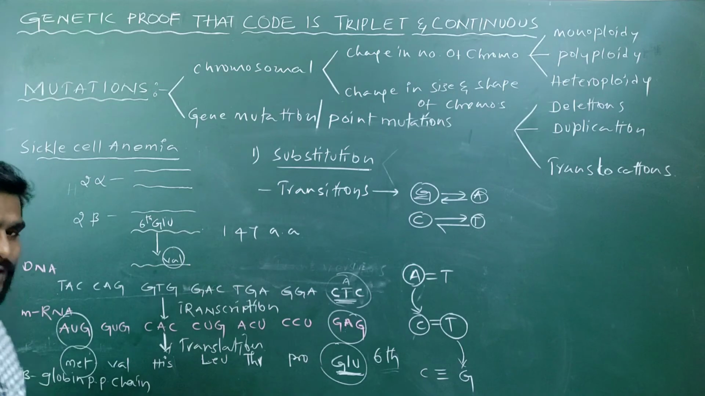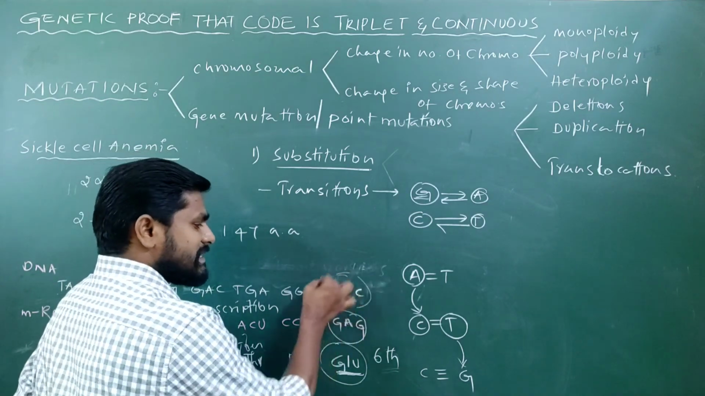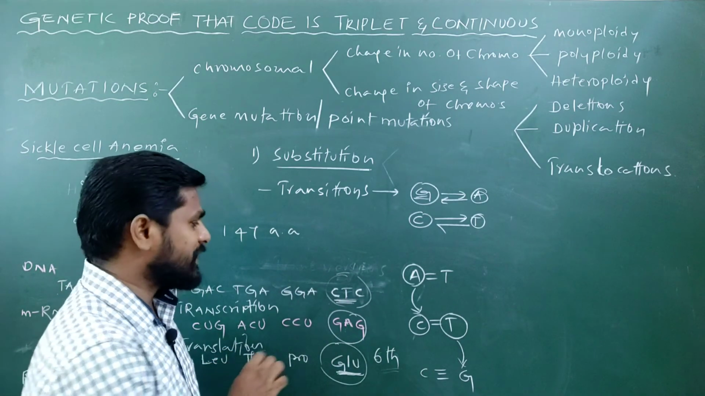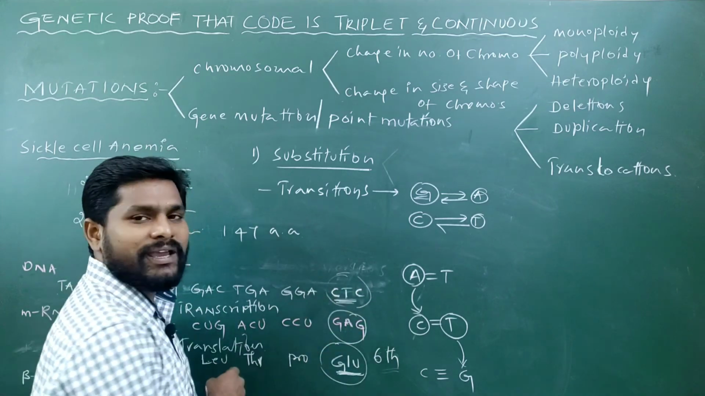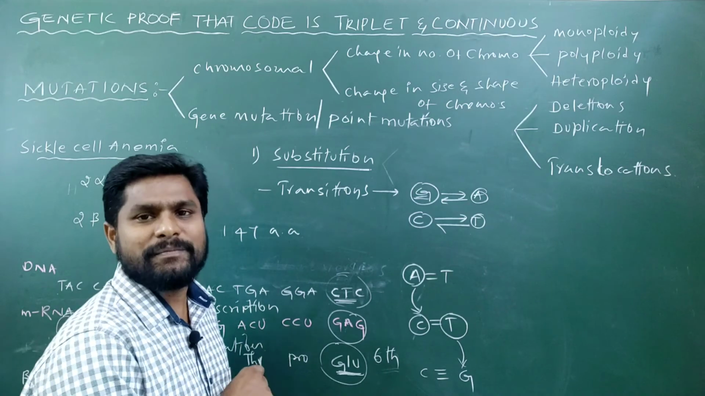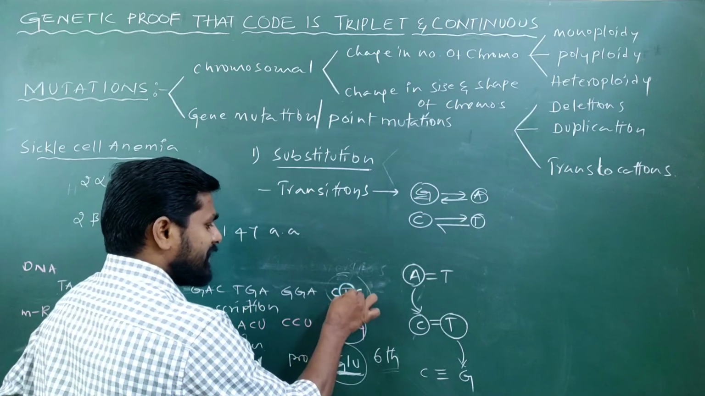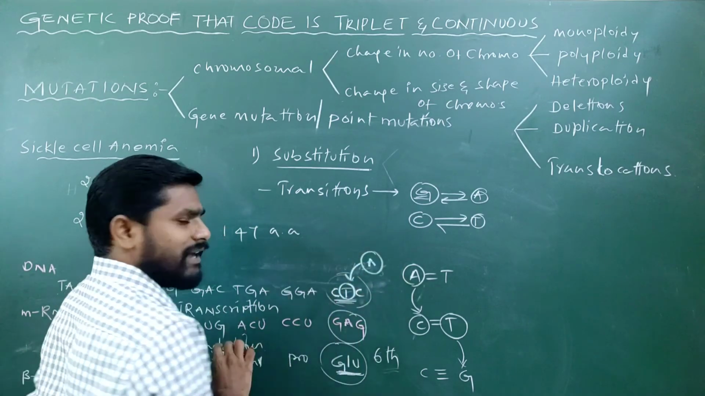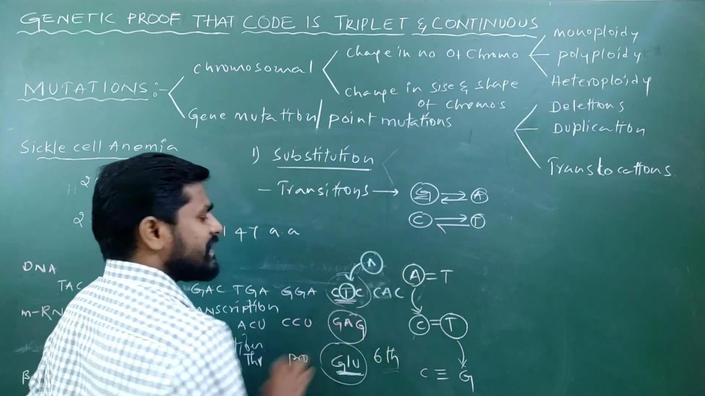Whenever a substitution mutation or transversion takes place at this 6th triplet codon of DNA, what is the transversion? The transversion means the substitution of a pyrimidine by a purine or substitution of a purine by a pyrimidine. Here the pyrimidine thymine gets substituted by a purine adenine. Then what happens? CTC will become CAC.